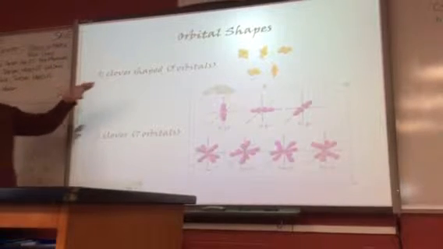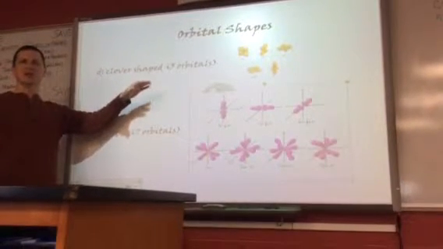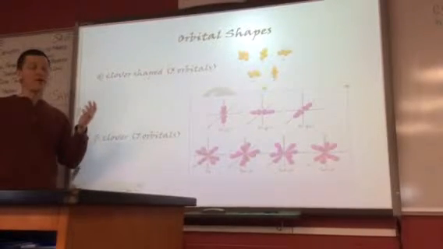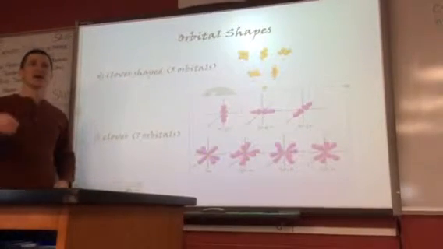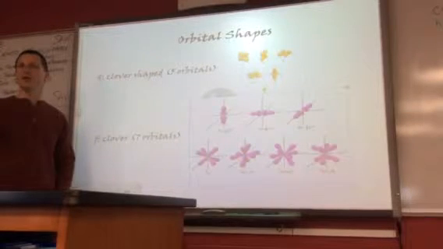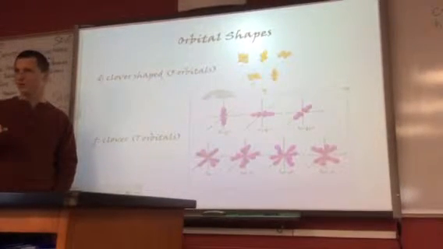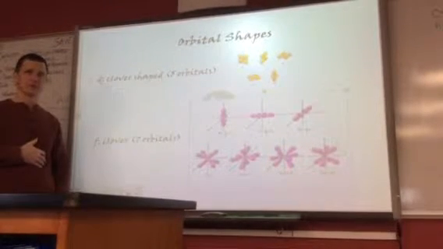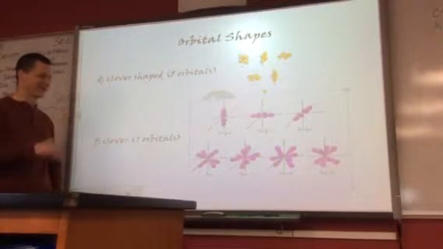You probably wouldn't be asked anything ever about D and F shapes. You would be asked about S and P shapes. Often they'll ask on the AP exam, what is the shape of a P orbital? You'd say dumbbell shape. If they ever asked about D, you want to say clover shape. And then F, they're never going to ask about F.